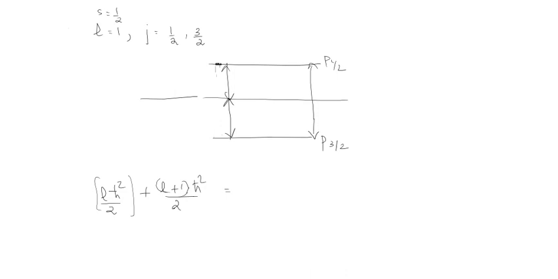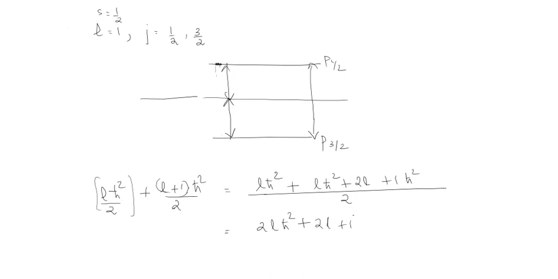Three by two. How did you get that 3 by 2? I have an L H cross square. Then I'll have an L H cross square again plus 2L plus 1 H cross square by 2. So this would be 2L H cross square plus 2L plus 1, isn't it? Did I go wrong somewhere?